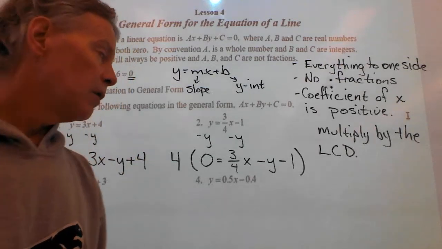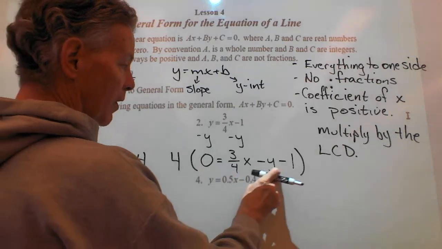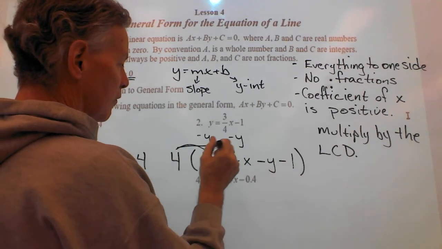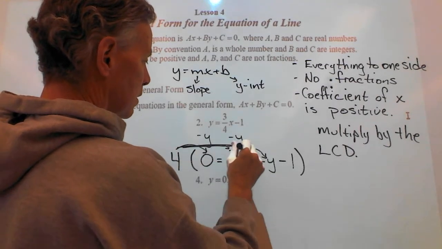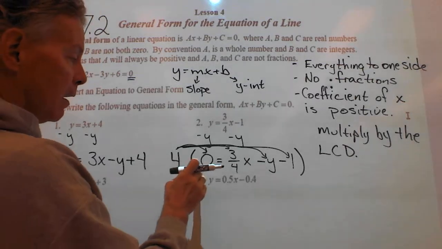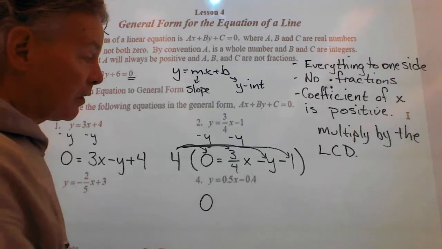Okay? So look what happens. Remember, we have to distribute the 4 over every term in the brackets. So 4 times 0, 4 times 3/4, 4 times 1, and 4 times 1. Okay? 4 times 0, well, anything times 0 is just 0.